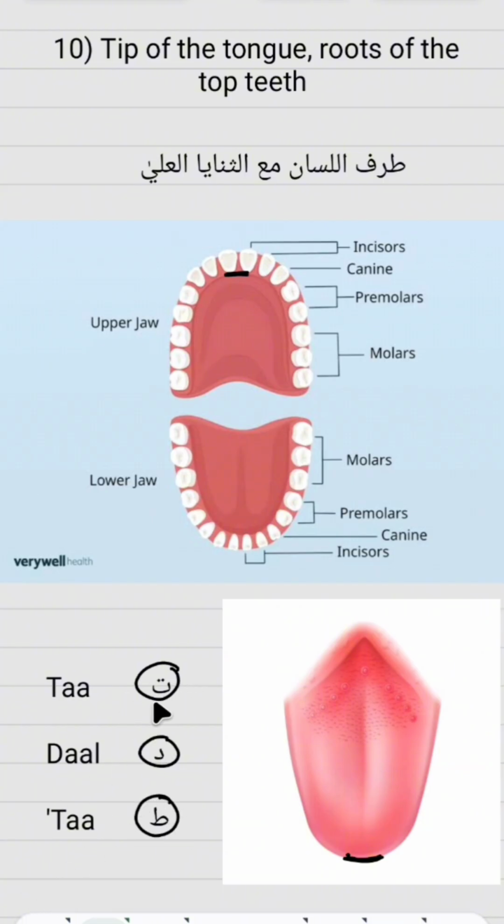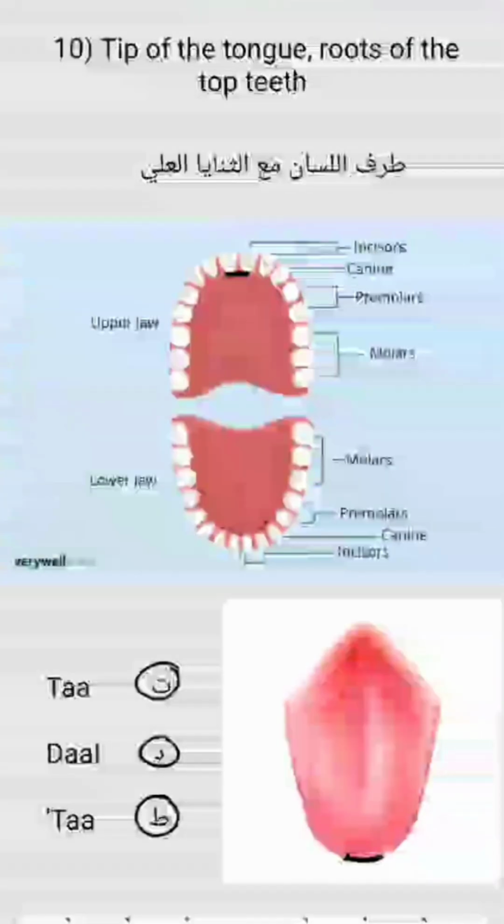Okay, so let's talk about ta. And its pronunciation is very different from a T in English, although it does sound relatively similar, right? So the ta comes from the front of the mouth in Arabic. The dal is a bit of a harder sound, right?